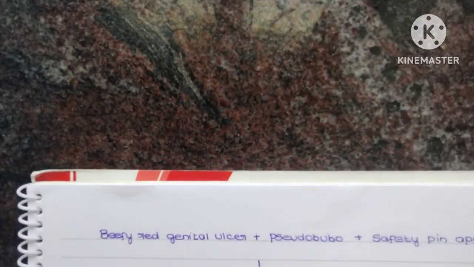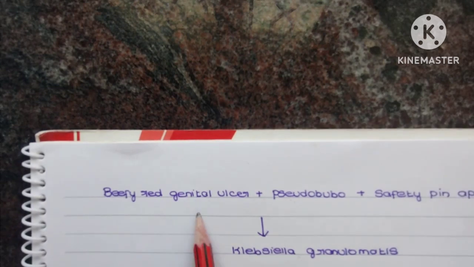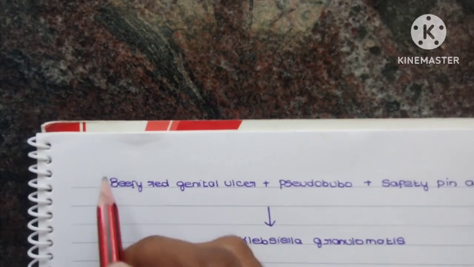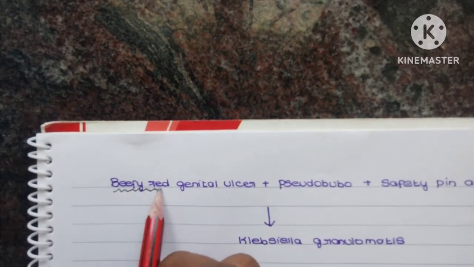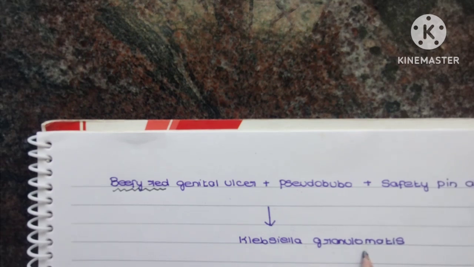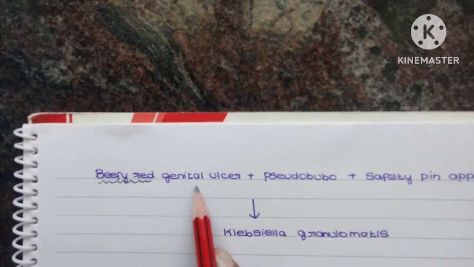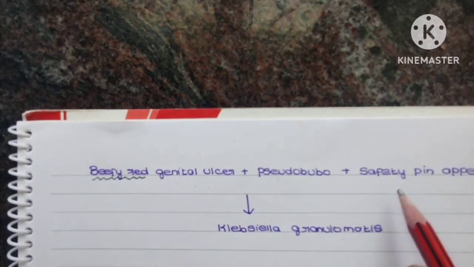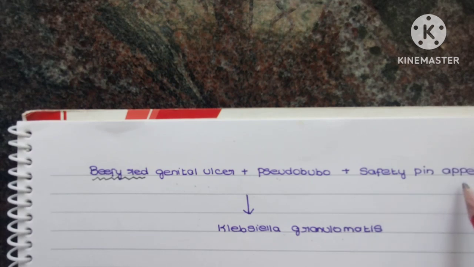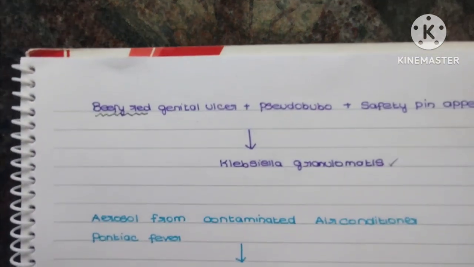So next, a beefy red genital ulcer. The term here is beefy red, which is only used for Klebsiella granulomatis. So a beefy red genital ulcer, pseudobubo, and a safety pin appearance: it is nothing but Klebsiella granulomatis.